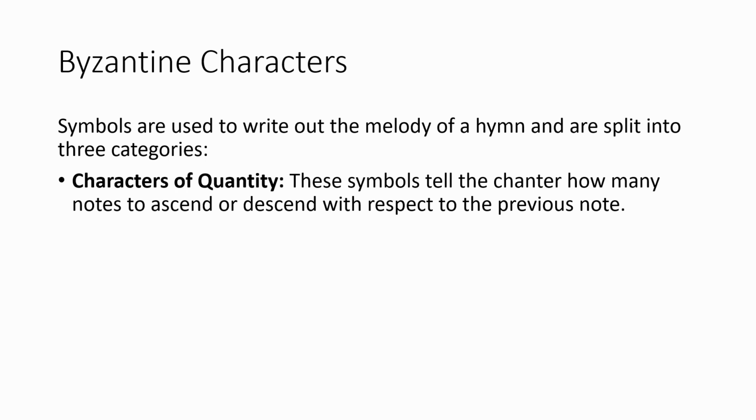You're given a starting note at the beginning of the hymn or musical phrase, and the music builds off of this starting note. Each of the characters of quantity have a value associated with them, if you will. Some instruct you to ascend one note, some to ascend 2 notes, 3 notes, and so on. And there are some that instruct you to descend a number of notes. Again, this ascent or descent is based on the previous note within the music.